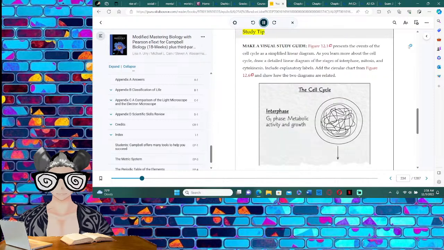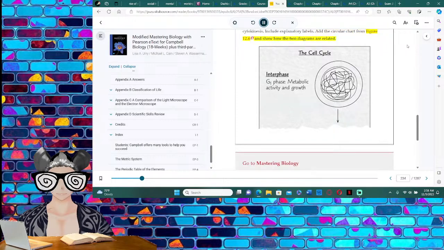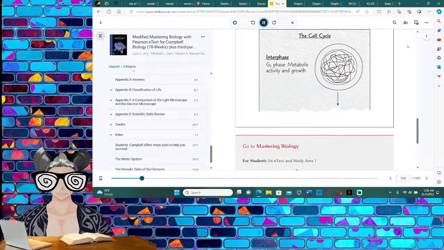Study tip. Make a visual study guide. Figure 12.1 presents the events of the cell cycle as a simplified linear diagram. As you learn more about the cell cycle, draw a detailed linear diagram of the stages of interphase, mitosis, and cytokinesis. Include explanatory labels. Add the circular chart from Figure 12.6 and show how the two diagrams are related.